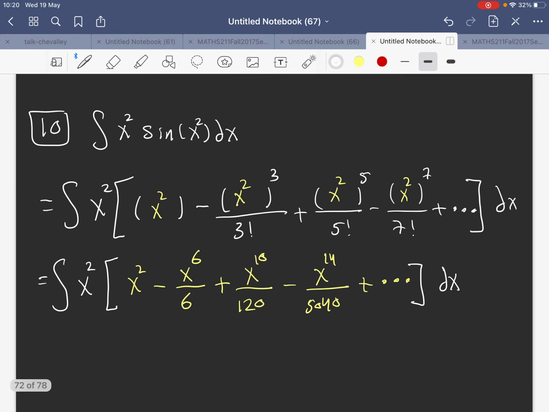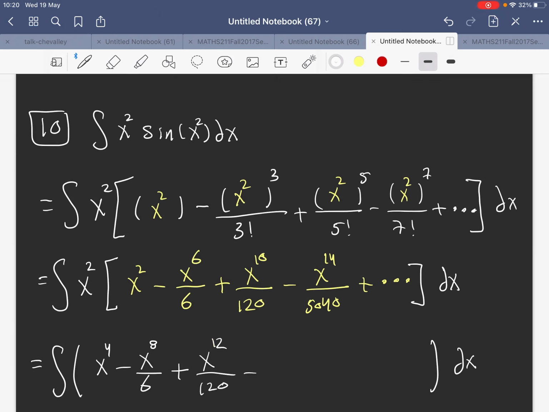Dx. Now the next step, take the x squared inside. So I think everything would be the same. We just have to multiply everything by x squared. So we get x4, x8 over 6, x12 over 120, x16 over 5040, and so on.